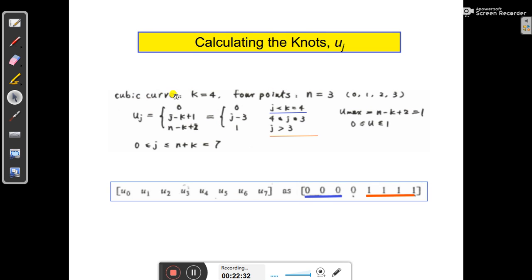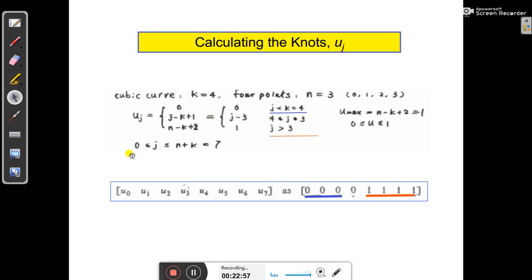So, a cubic curve: k equal to 4 points, n equal to 3, with indices 0, 1, 2, 3. Calculating the knots, use A. So we'll go from 0 to 7. Here you can see 4 zeros and 4 ones.